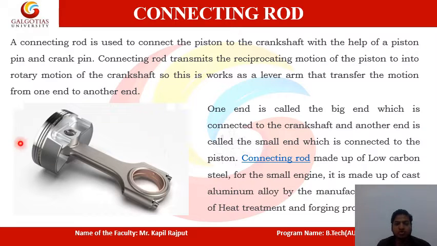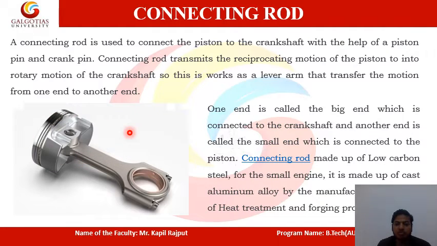So it is used to transfer from one end to the other. This linear motion will be transmitted into rotary motion. One end is called the big end. So this is the big end connected to the crankshaft, and the other is called the small end.